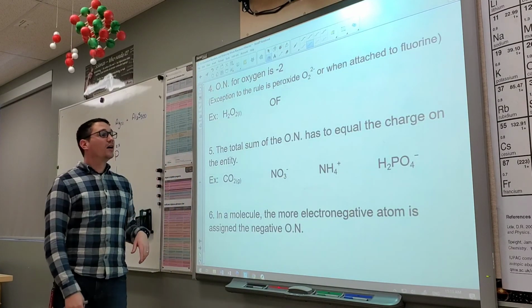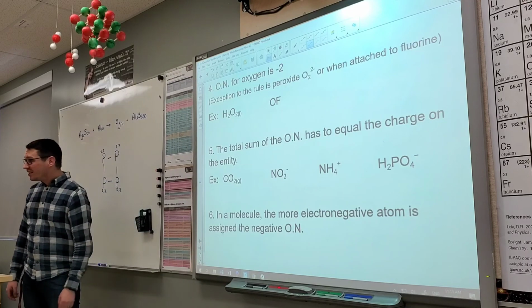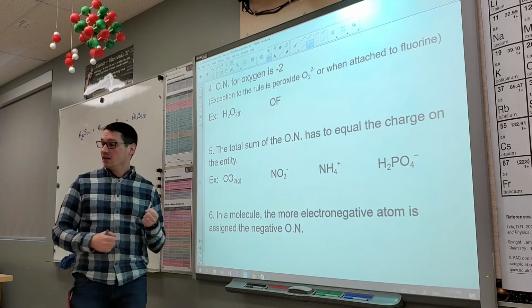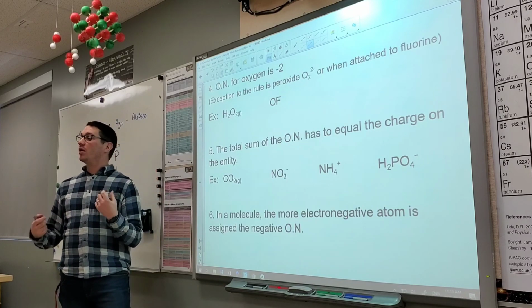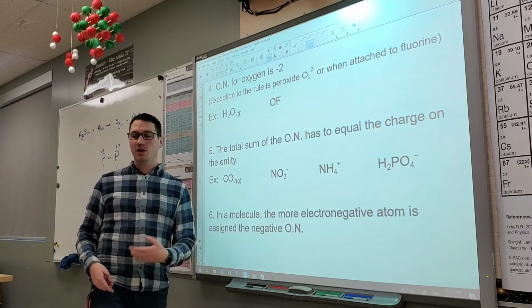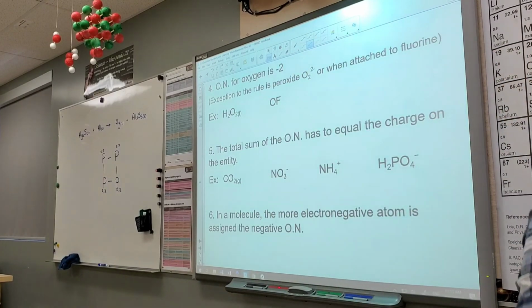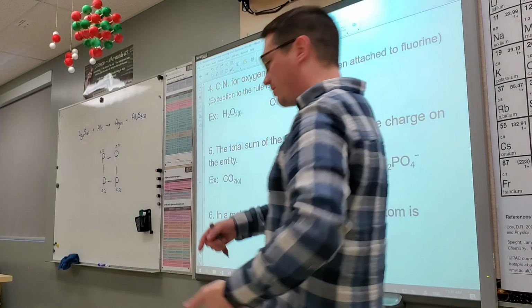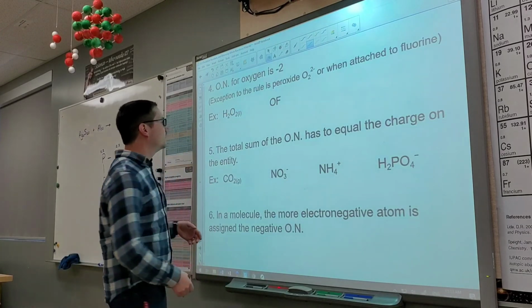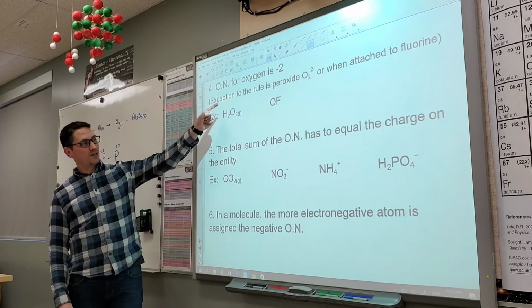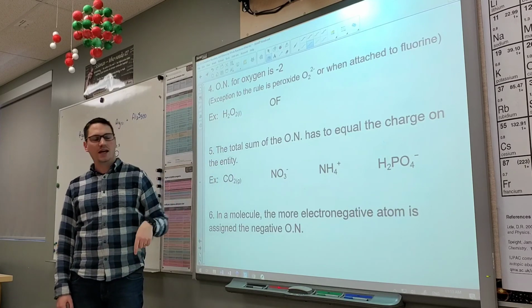Oxygen, remember, is really often -2, right? With the exception of when it's bonded to something more electronegative. What's the only thing more electronegative than oxygen? Fluorine. So you've got to be careful. You've got to watch out for fluorines. Those are tough, okay? Oxygen is always -2 with the exception of peroxides and when attached to fluorine.